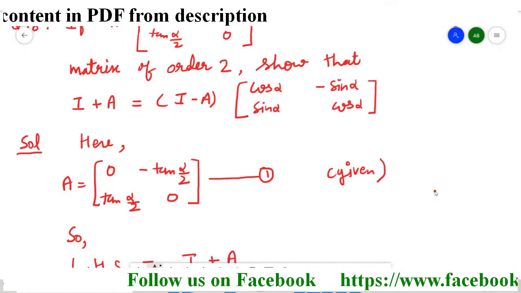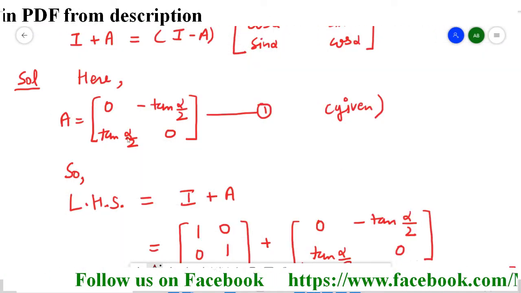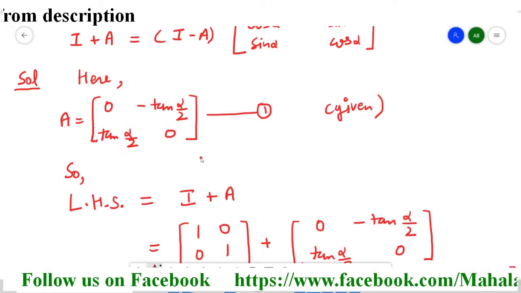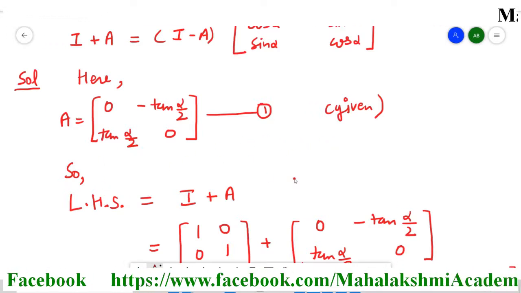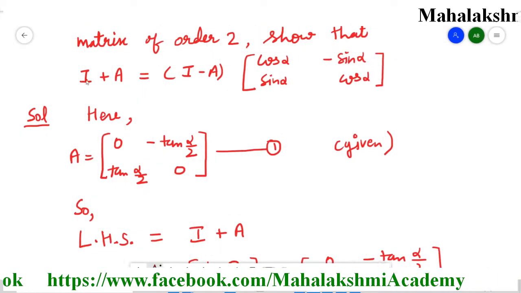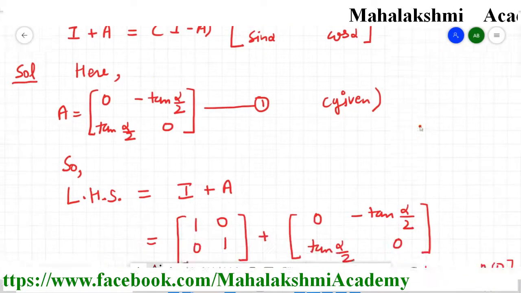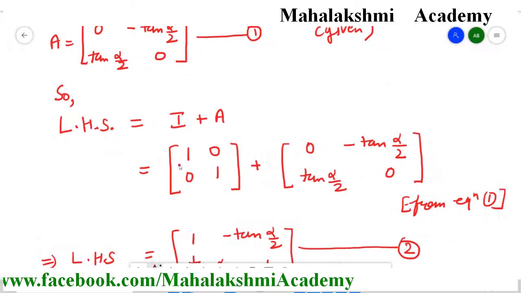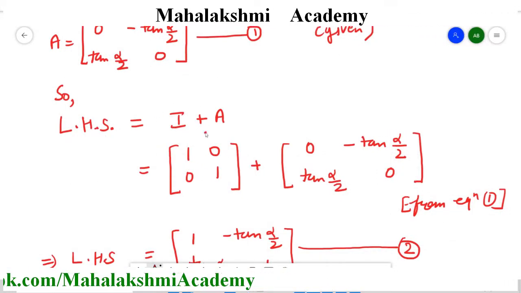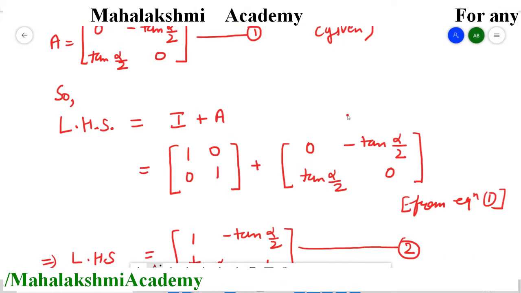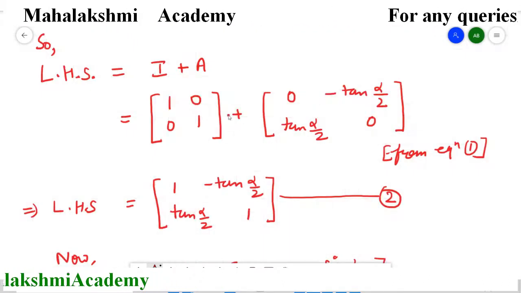They had given us the matrix A, so I wrote the given matrix A here. I assume it as equation 1. And in the left hand side, what do we have to prove? I plus A. So I started to solve the left hand side. So I plus A, where I is a square matrix of order 2 by 2, and the A matrix I wrote as it is, and now we have to add them.